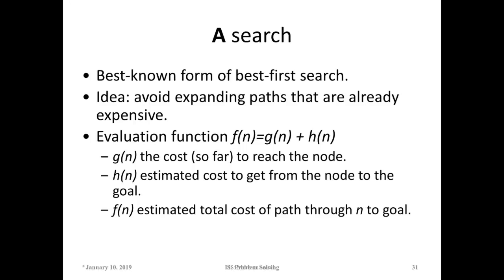So the evaluation function f, with which I order the fringe, now consists of the part g, which is the cost so far to reach the node where I am in, plus h, the estimated cost to get from the node to the goal. And f of n is just the sum of the two, and in that way it's the estimated total cost of the path from the starting point to the goal through the specific node where I'm in.